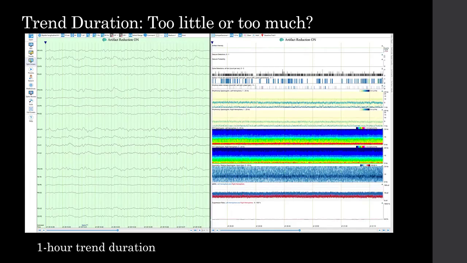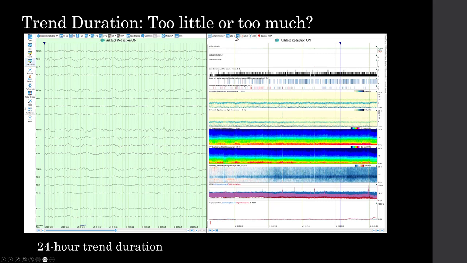Now here's an example of a slowly evolving change. We're looking at 1 hour trend duration, and as we look from top to bottom through these trends, the immediate thing to notice is that there's not a lot of change when we're looking at the left end of this trend display over to the right. It's pretty stable. So what's happening? Let's zoom out and see if we can see more of the picture.